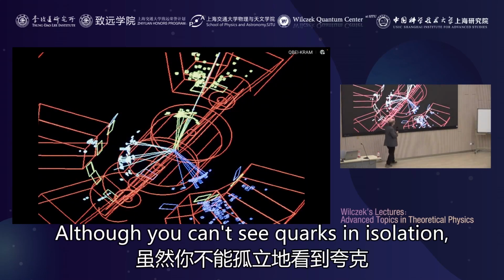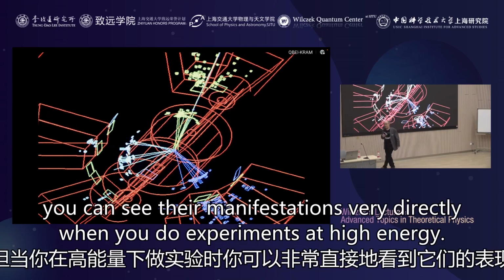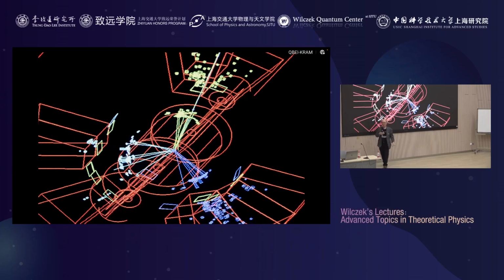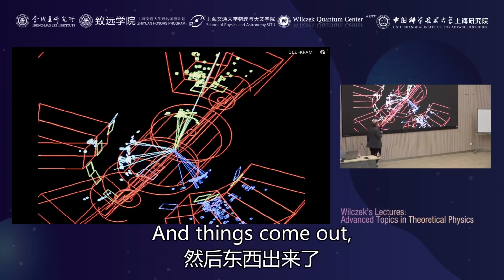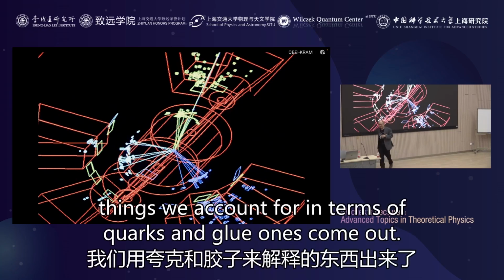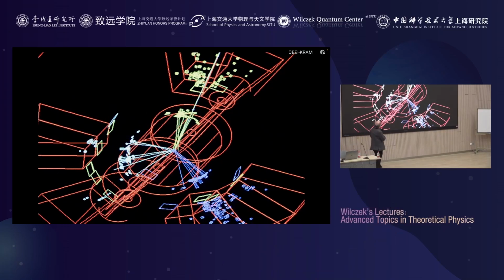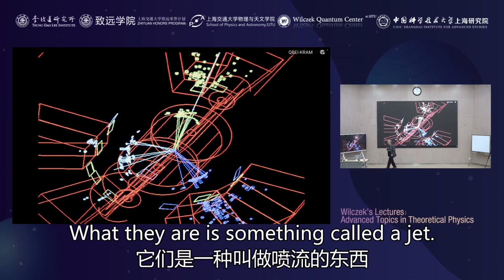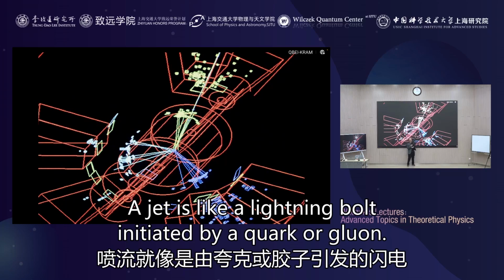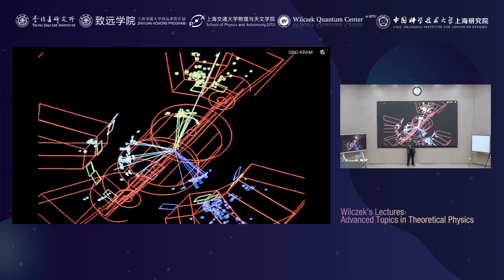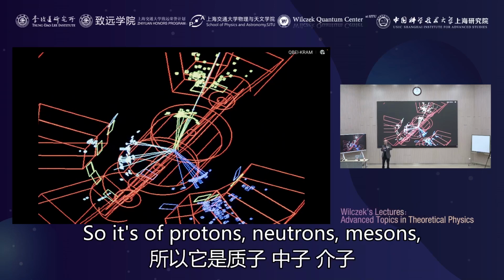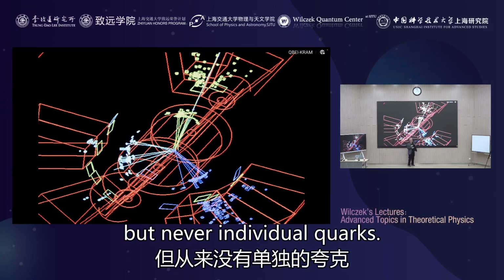But although you can't see quarks in isolation, you can see their manifestations very directly when you do experiments at high energy. So this is an electron-positron collision. All this red stuff is the machinery that makes that happen. An electron and an anti-electron collide, and strongly interacting particles, things we account for in terms of quarks and gluons, come out. But none of these are individual quarks or gluons. What they are is something called a jet. A jet is like a lightning bolt initiated by a quark or gluon, but the material that actually emerges obeys this rule of confinement. So it's protons, neutrons, mesons, maybe antiprotons, things like that, but never individual quarks.